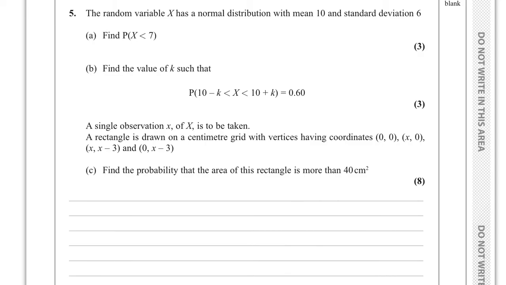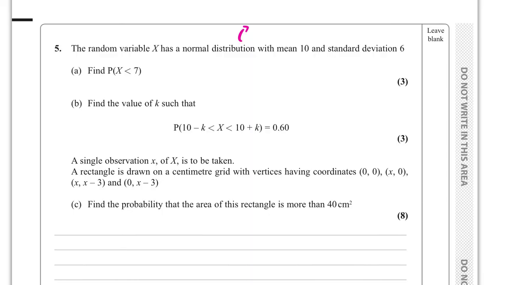The random variable x has a normal distribution with mean 10 and standard deviation 6. What am I expecting you to write? When you see this, you should say x is normally distributed with a mean 10 and a standard deviation, do I put 6 here or do I put root 6? 6 squared, thank you. Please write this down. It's good practice.